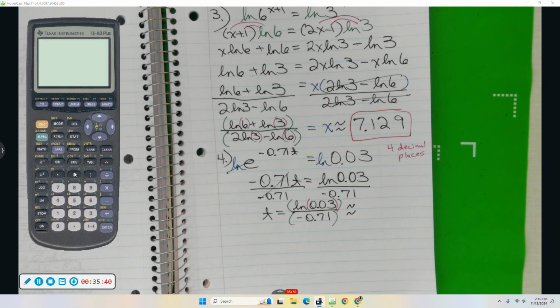Okay, so left parentheses, ln, it opened a parenthesis, 0.03, close, divided by, left parentheses, negative 0.71, close. Once again, like on this calculator, if you don't close the final parenthesis, it'll close it for you.